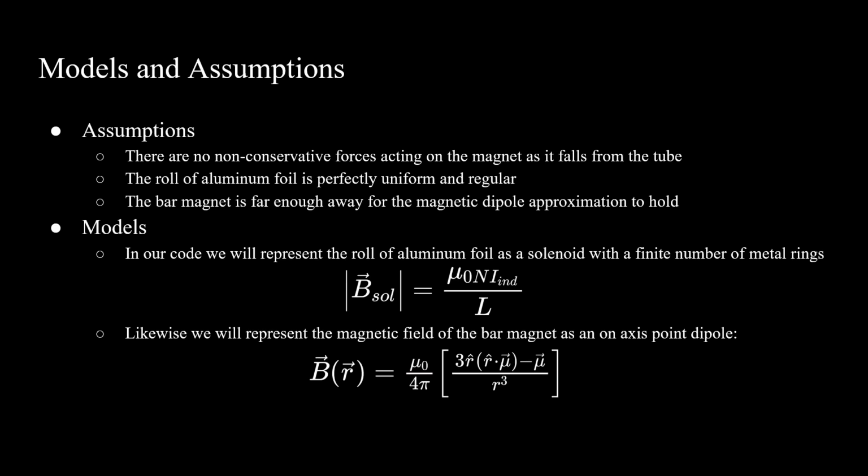We assume there are no non-conservative forces acting on the magnet as it falls through the tube. Additionally, we assume the roll of aluminum foil is perfectly uniform and regular, and that the bar magnet is far enough for the magnetic dipole approximation to hold. Therefore, using these assumptions in our code, we will model the roll of aluminum foil as a solenoid using the magnetic field formula there. And then we'll also represent the magnetic field of the dipole using the formula listed below.